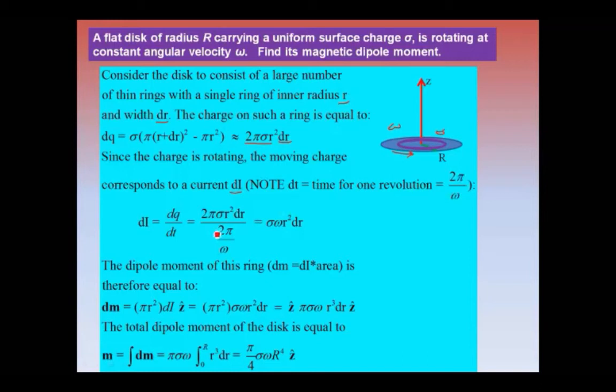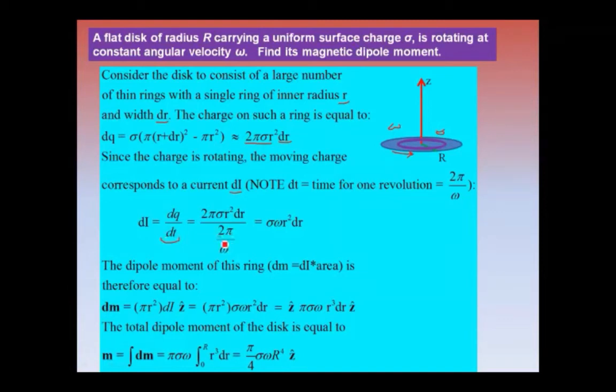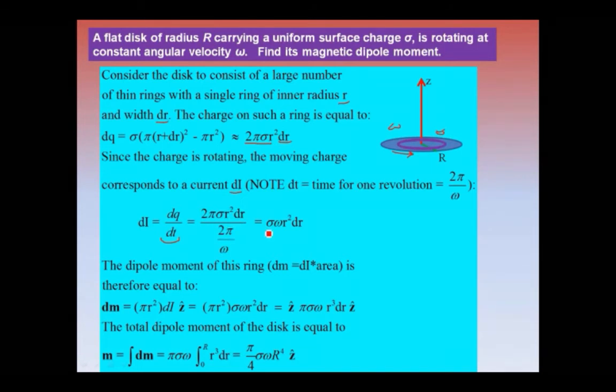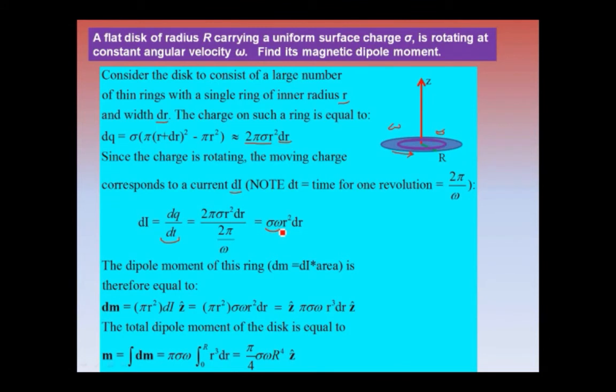So that means this di is equal to dq over dt. So if we take our dt, which is 2 pi over omega, remember this is just the period of rotation, so that's why we use it, 2 pi over omega. And here's dq that we derived above. So taking that ratio, we'll have sigma omega r dr for di.